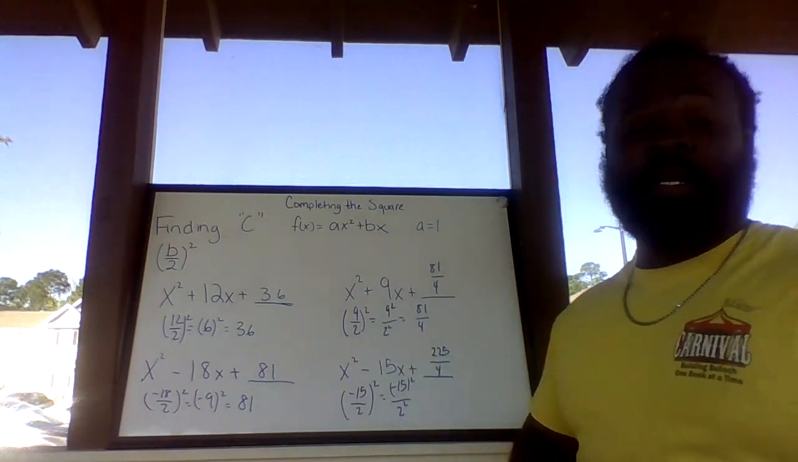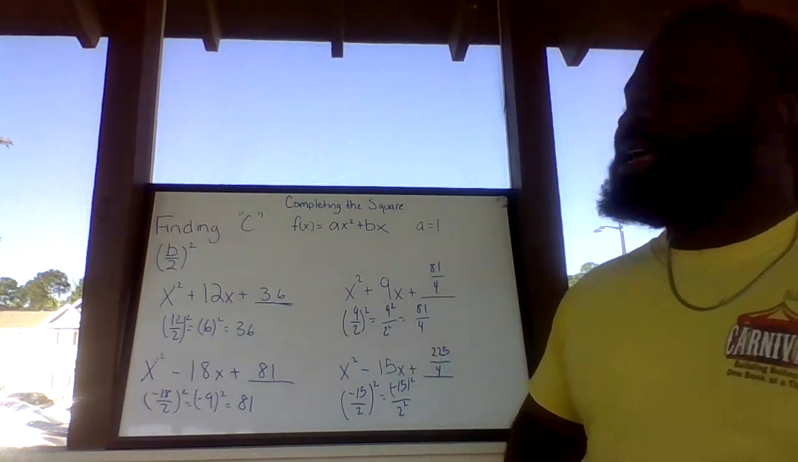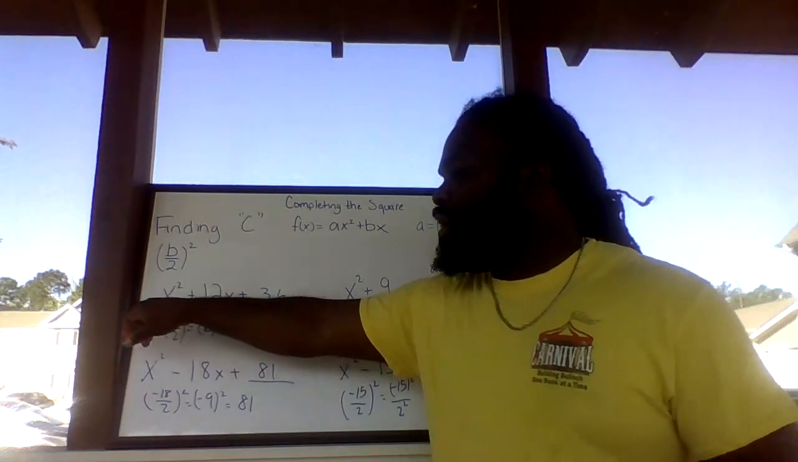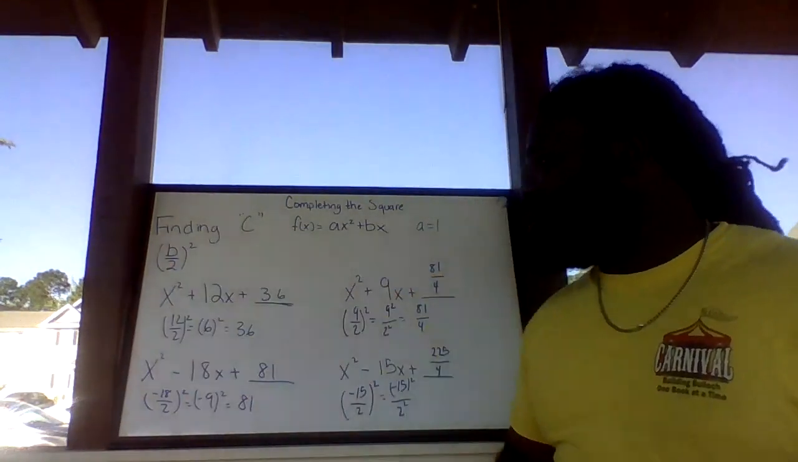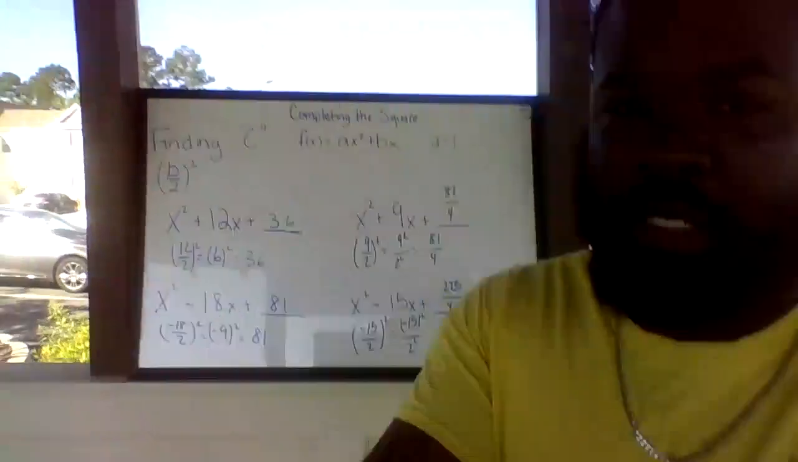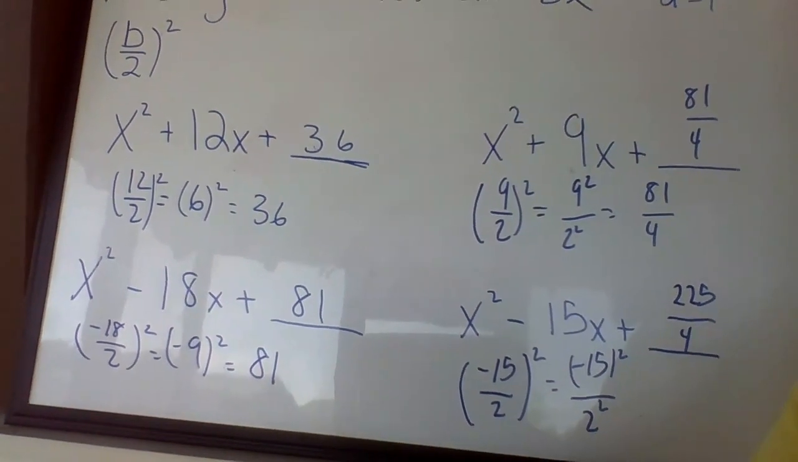And that's how we complete the square for ax squared plus bx, given that my a value is 1, which means that my leading coefficient is 1. So I don't have a 2 or a 4 or a 7 here. My leading coefficient is 1. If you guys need to see this, let's zoom in on the board for you.